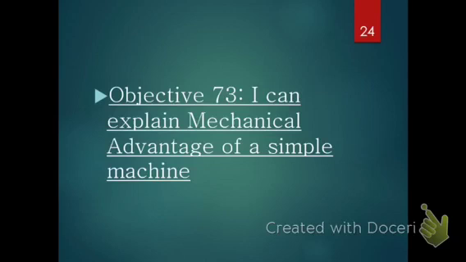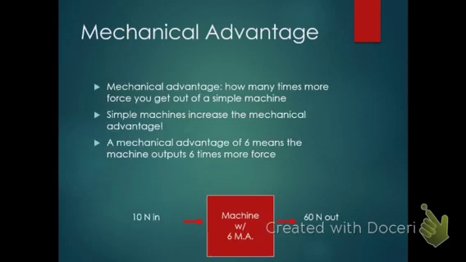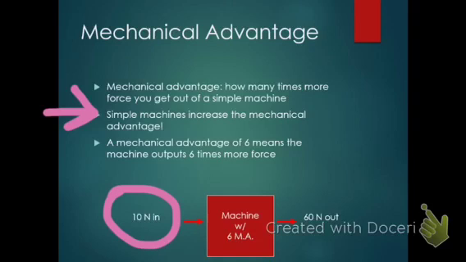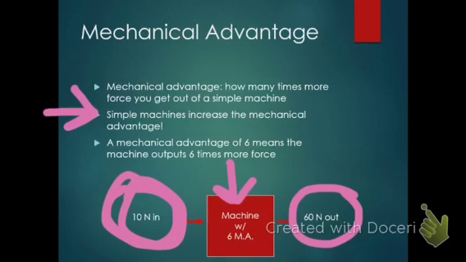We're going to go on to the mechanical advantage of a simple machine. So mechanical advantage is how many times more force you get out of a simple machine. Simple machines increase your mechanical advantage, and that is the most important thing that you need to know. So a mechanical advantage of 6 means the machine outputs 6 times more force. So that means you put 10 newtons of force in, you use some kind of simple machine, and you get 60 newtons of force out. Okay, so simple machines help you get more force. You don't have to put as much in. The machine helps you. You get more out.